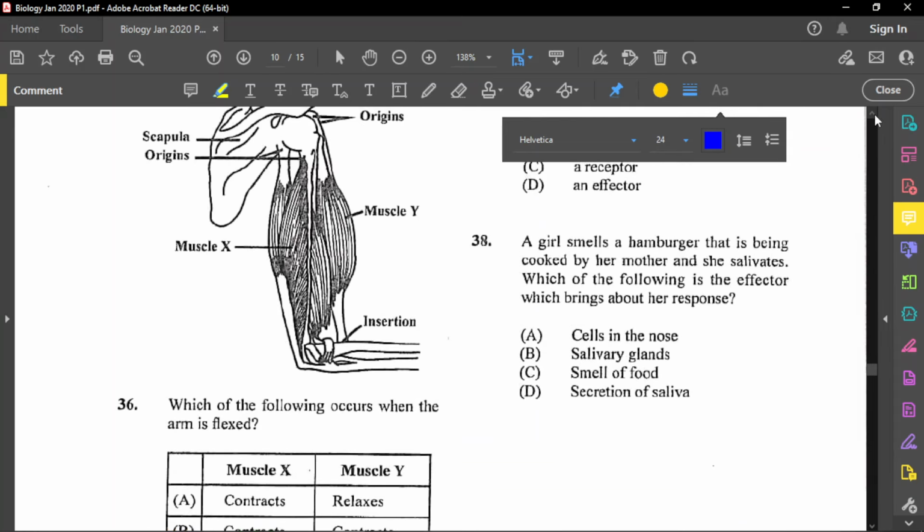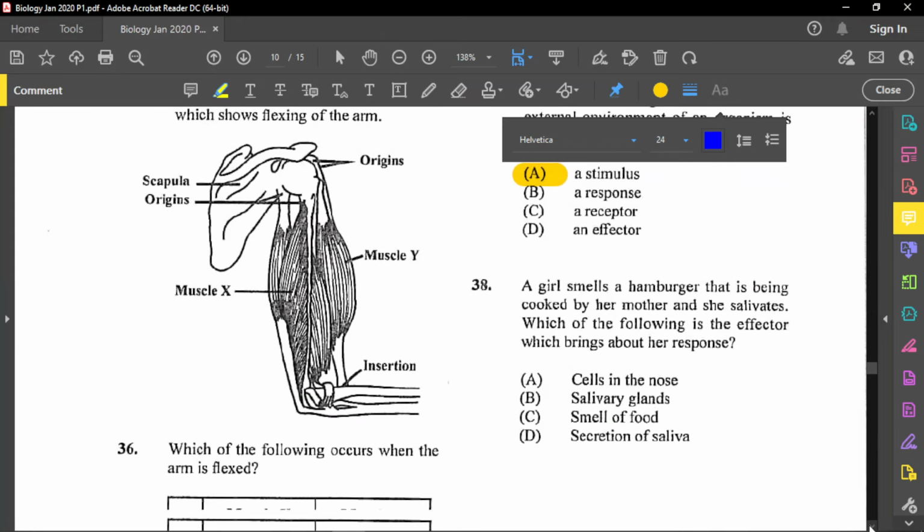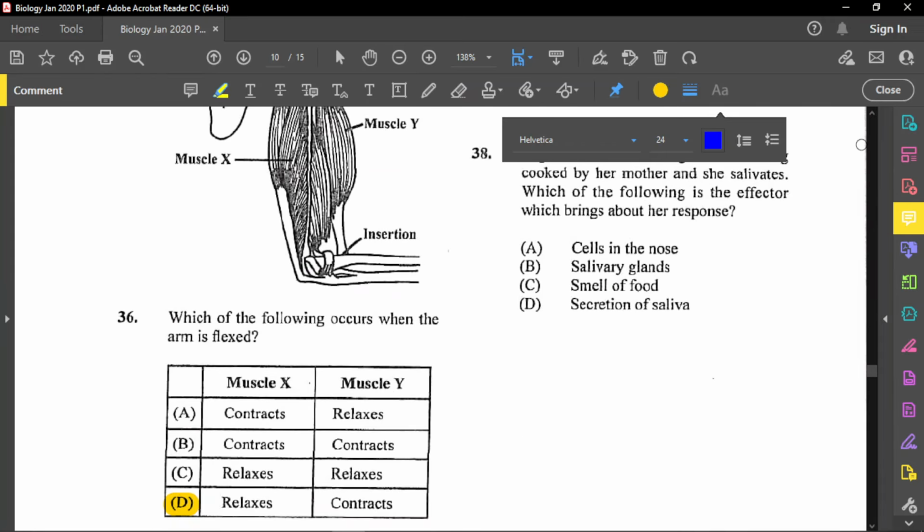37 is up in the air. Should I go 37 across? Anyhow, 37 is a detectable change. I had a tongue twister just now. A detectable change in the internal or external environment of an organism is called what? So if you can detect this in the environment, it's called a stimulus. Anything that is detectable is called a stimulus. When we talk about stimulus, there are changes within the environment that bring out a response in an organism. Now, 38.